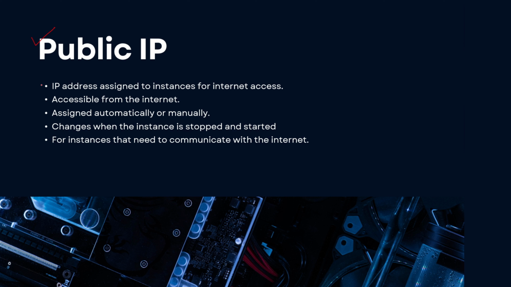A public IP is basically an IP address that is assigned to the instance for internet access. This IP address allows you to access the internet. It is automatically assigned, or it can also be manually assigned while your instance is being created. Normally, we always see that it is automatically assigned, and it's a very rare scenario wherein we would manually assign a public IP to our specified instance.